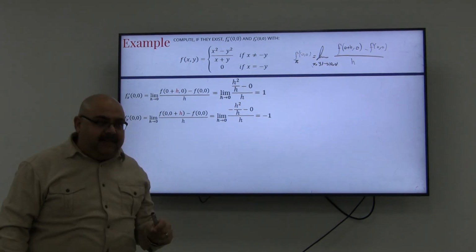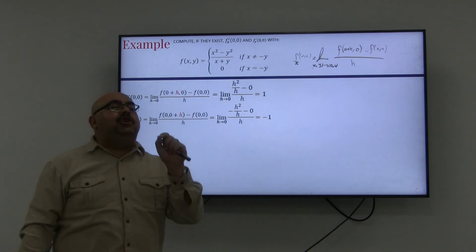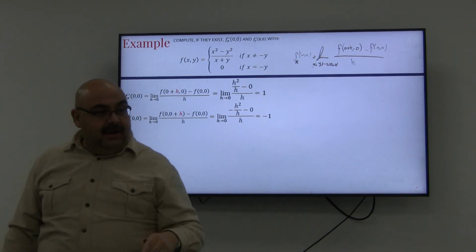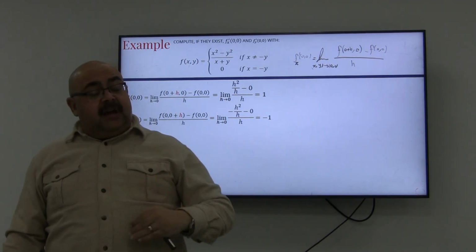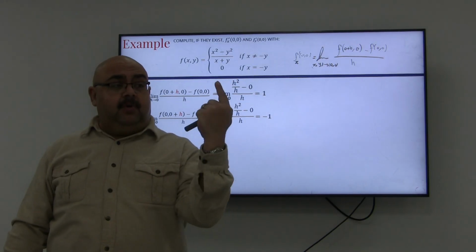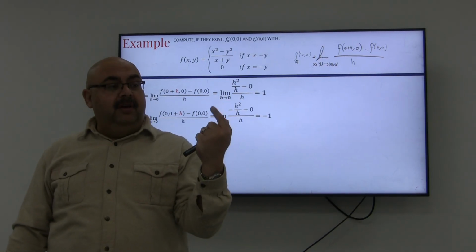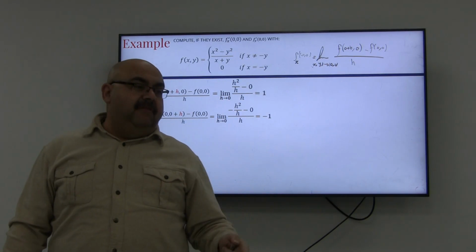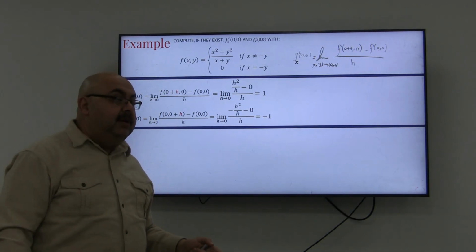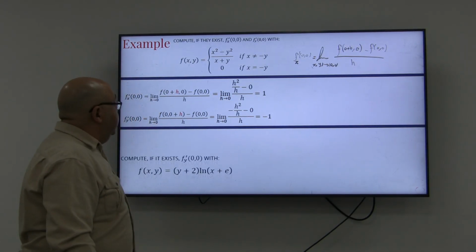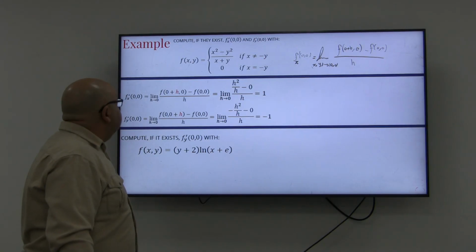In this case, I have the partial derivatives in the x direction and in the y direction. In the x direction, the value of the derivative is going to equal positive 1. In the y direction, the derivative will be negative 1. And that's how we get the first and second derivative.